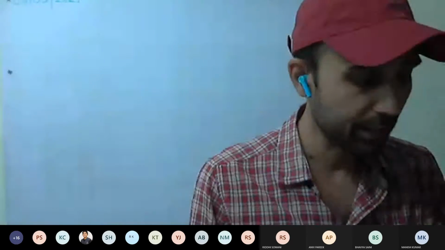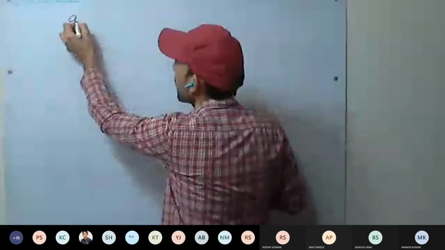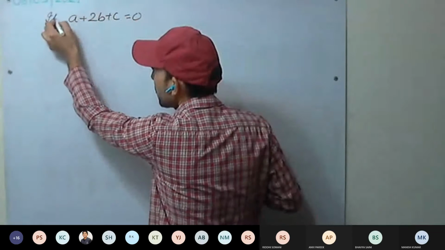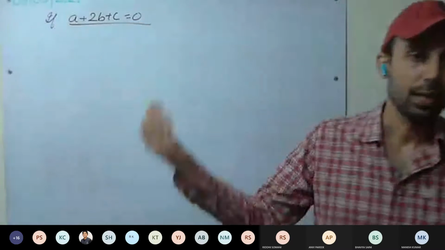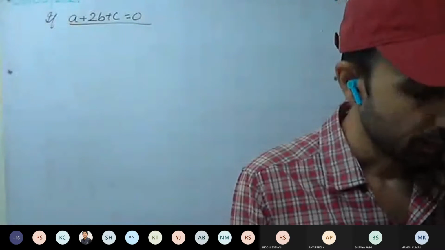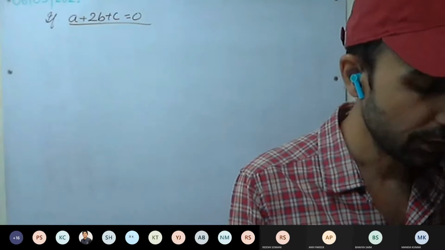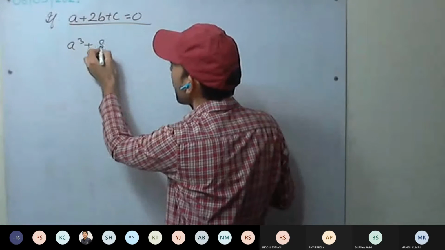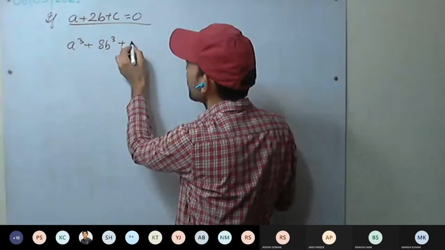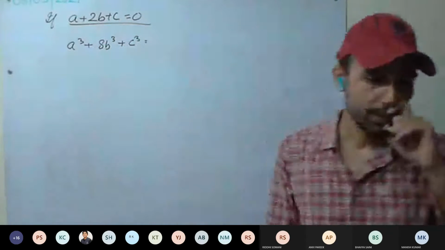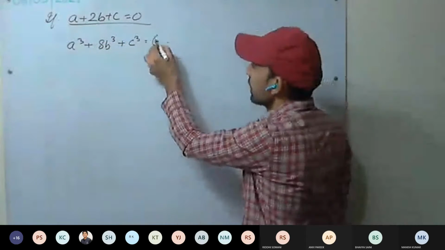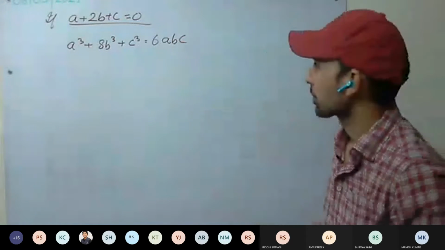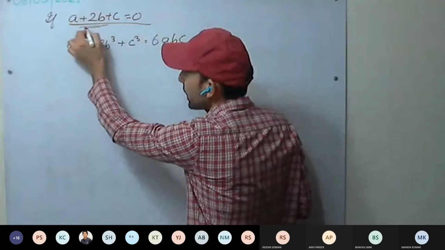So a condition is given: a plus 2b plus c equal to 0. This is the condition provided to us. If this condition is true, if this equals 0, then we have to show that a cube plus 8b cube plus c cube equals 6abc. This we have to show. So this condition will be used.